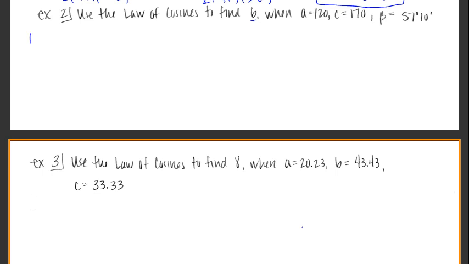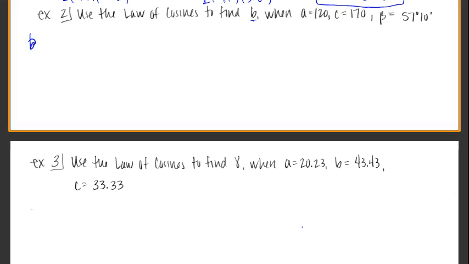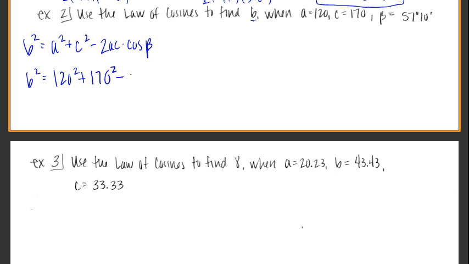So the formula would be B squared equals A squared plus C squared minus 2AC times the cosine of beta. So B squared is A squared, which is 120, C squared, which is 170, minus 2 times 120 times 170 times the cosine of beta, which is 57 degrees 10 minutes. So it looks like we're actually ready to type all this into our calculator.